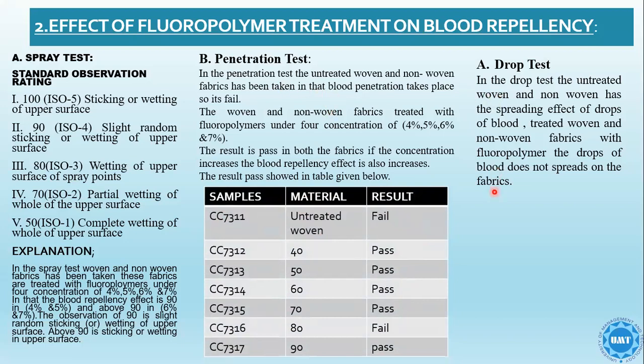In the drop test, the untreated woven and non-woven has a spreading effect of the drop of blood. On the woven and non-woven fabrics treated with the fluoropolymer, the drop of blood doesn't spread on the fabrics. But in the case of the penetration test, the untreated woven and non-woven fabrics allow blood penetration to take place, so they failed. The woven and non-woven fabrics treated with the fluoropolymer at 4 concentrations passed in both.